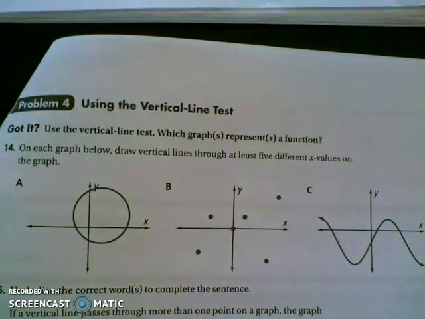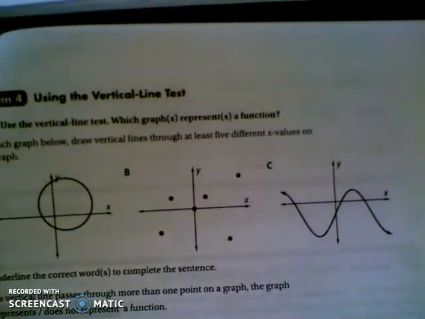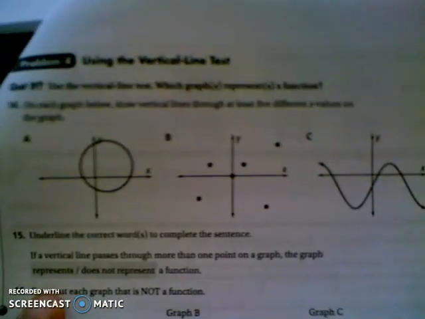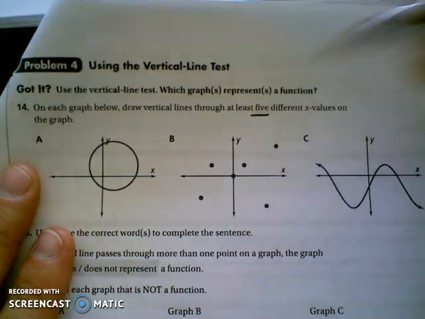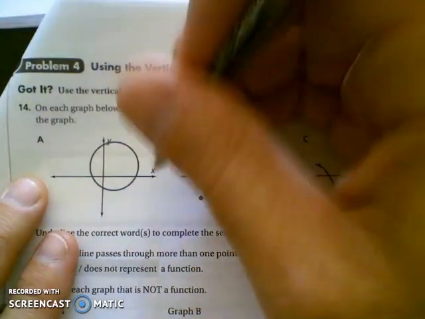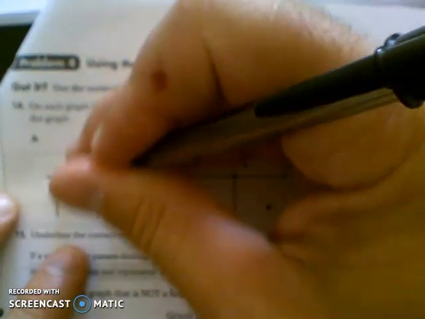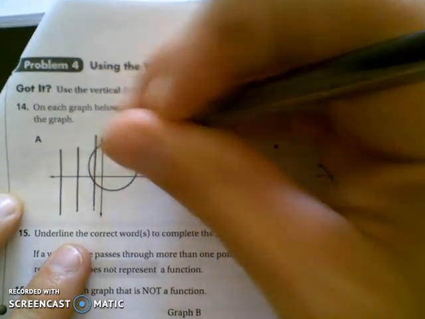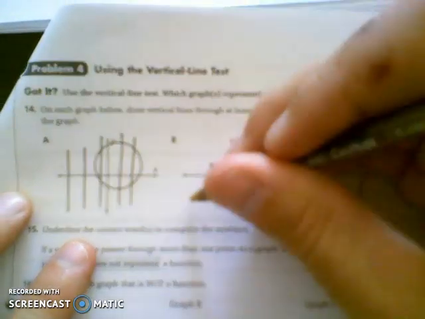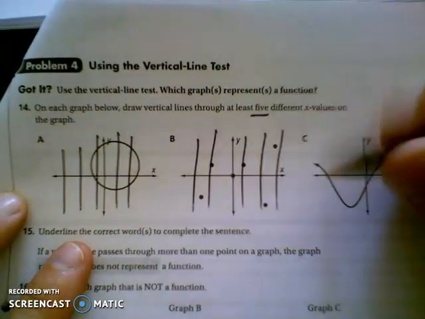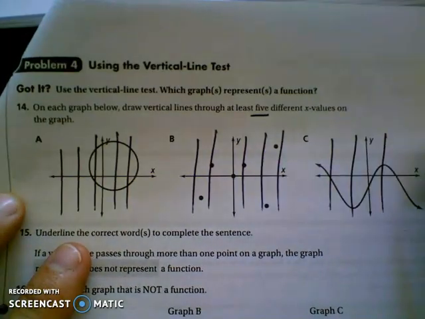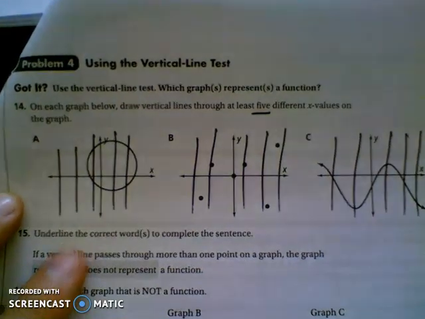Right? Let's read the directions carefully for this one. A lot of people got this wrong in class because they didn't pay attention. On the graph below, draw vertical lines through at least 5 different x values on the graph. Here are the x values. So you guys draw it through 5 of them. 1, 2, 3, 4, 5.